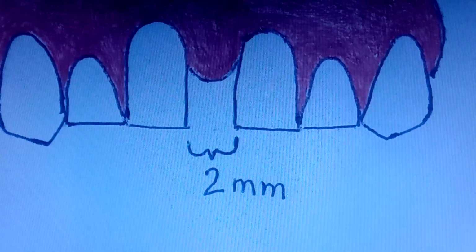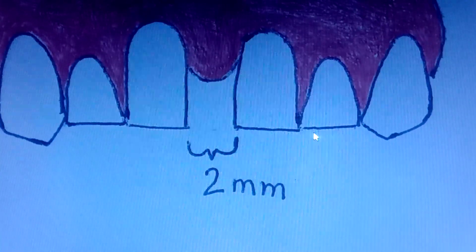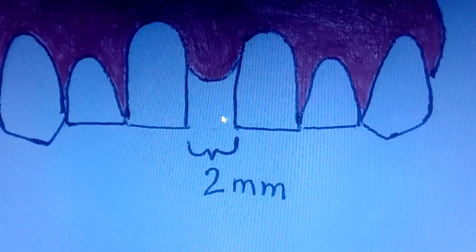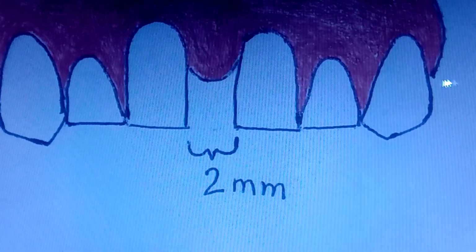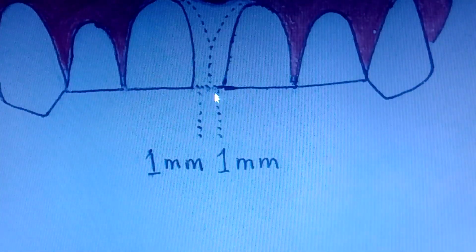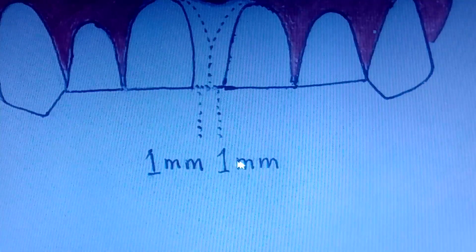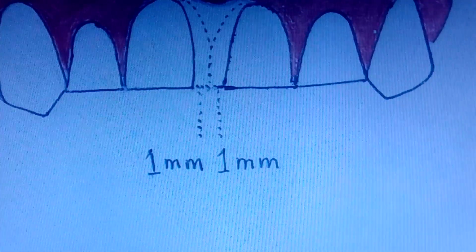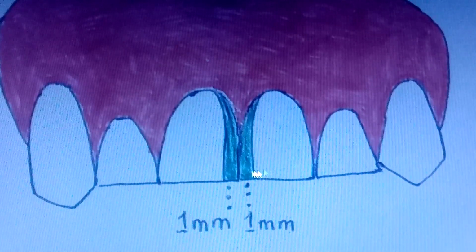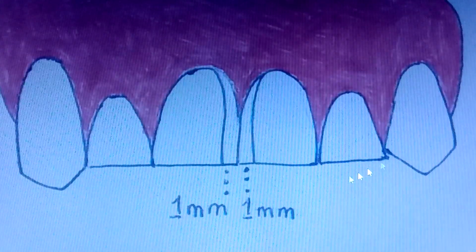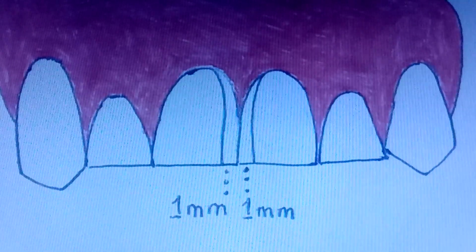In this method, we can close the gap by light cure composite filling materials. For example, if we look at this picture, the spacing in between these two teeth is 2 mm. Then we can divide the 2 mm space into equal halves, that is 1 mm and 1 mm, and place light cure composite filling material of 1 mm on each of the teeth, increasing the width of the teeth by 1 mm and closing the interdental spacing.